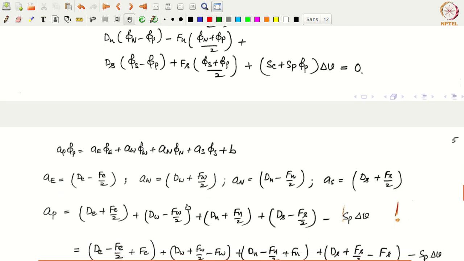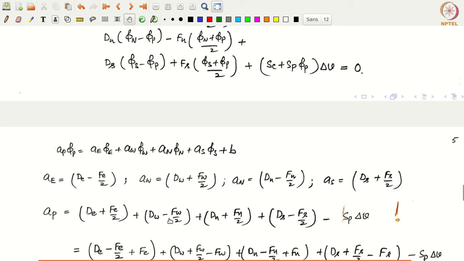Now what do you see here? What you see here is basically AP is not the summation of the neighbors, isn't it? Because you cannot write this as a summation, because here you got a plus and here you got a minus. When you had only the diffusion term in there, this was written as AP equals sigma A NB, right? But now it is not the case, and we have only different values here.